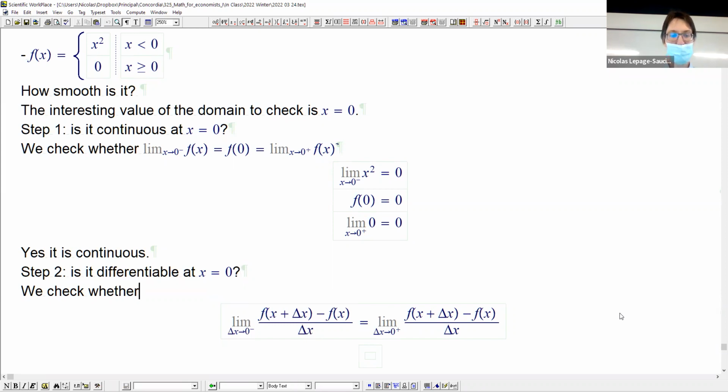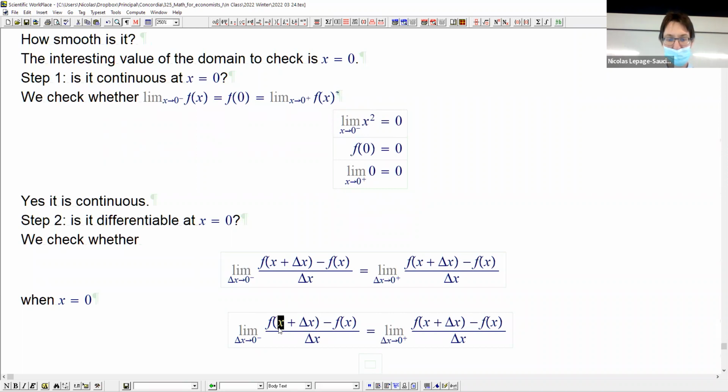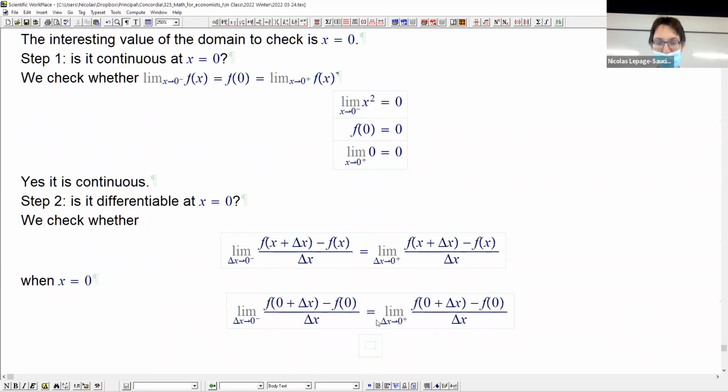Of course, at x equals 0, because that's the number that interests me. So then I check whether this is the case: f of 0 plus delta x minus f of 0. So this is the number that interests me, this is what I'm checking. So let's do that.